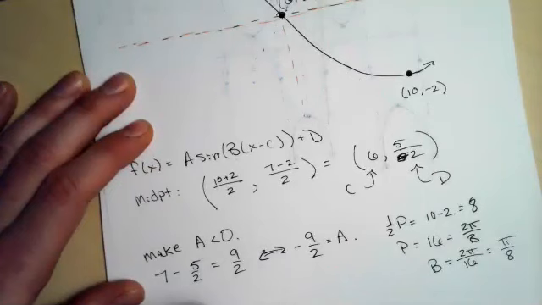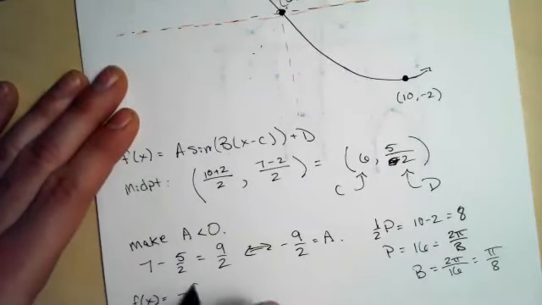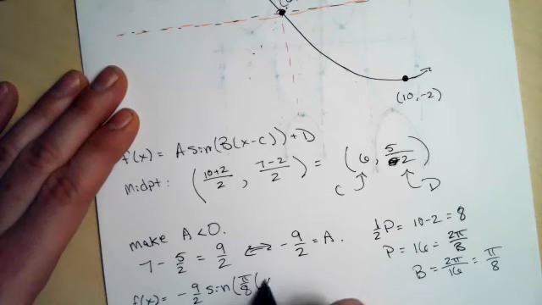So all in all, our function should be minus 9/2 sine of pi over 8 times x minus 6, plus 5/2.